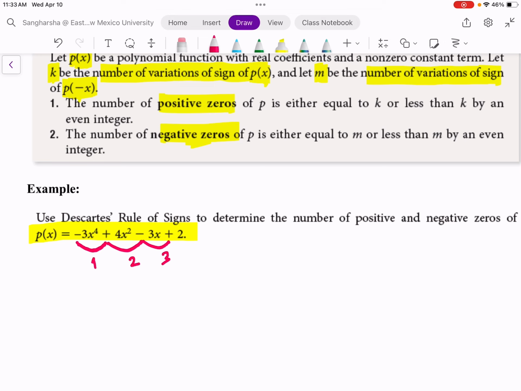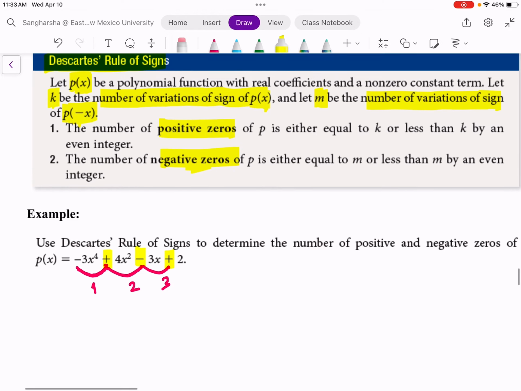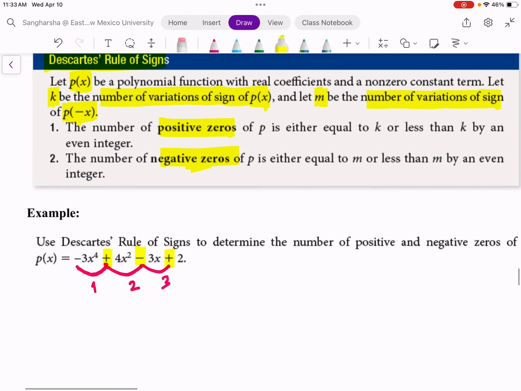You must have an alternate sign to count as 1. You have a negative for the first term and positive for the second, so that is 1 variation. Then positive for the second term, positive here, positive here, and then negative. This is 2. Next you have negative here and positive here. So altogether 3 variations. With 3 variations of sign, we are going to find 3 positive zeros, or less than that.